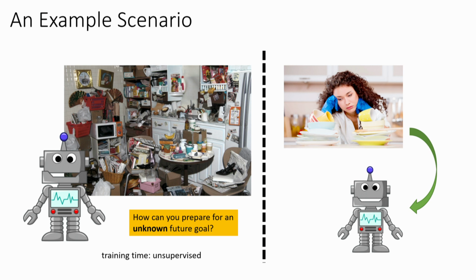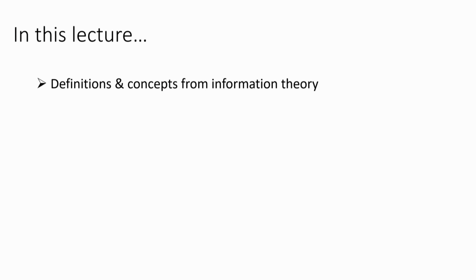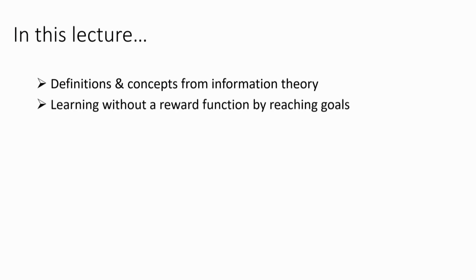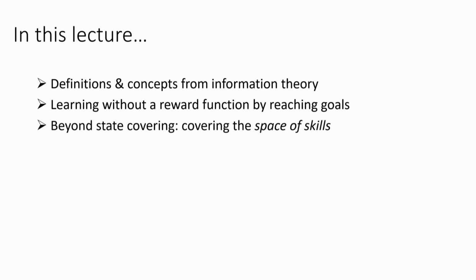Okay, so that's an example setup to get you thinking about the sorts of challenges we might face. In this lecture, what I'm going to discuss first are some definitions and concepts from information theory that might help us to think about these sorts of problems. Then I'll talk about learning without a reward function by reaching goals. This will be a very specific set of tasks that involve reaching particular desired states. And then I'll talk about how we can go beyond reaching specific states and into unsupervised acquisition of skills, which are much more open-ended.